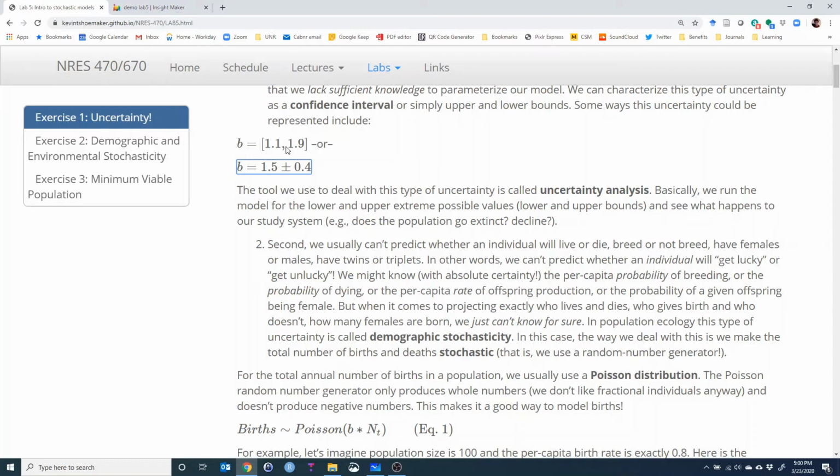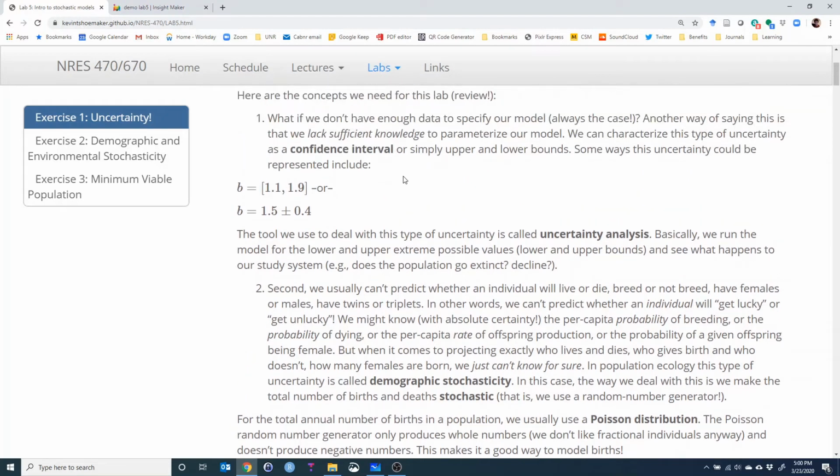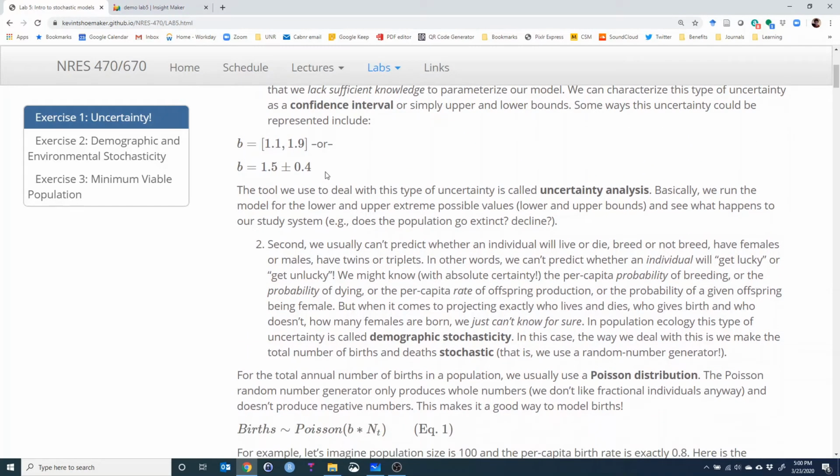The lower and upper bound define an envelope of possible future values of the system, say abundance. And we can just run the model both ways. And we'll go over another way to do it in this lab as well.